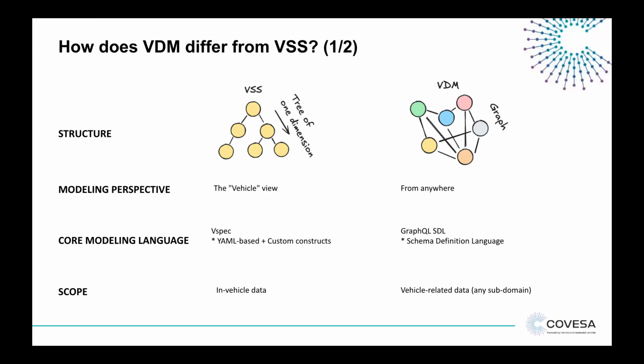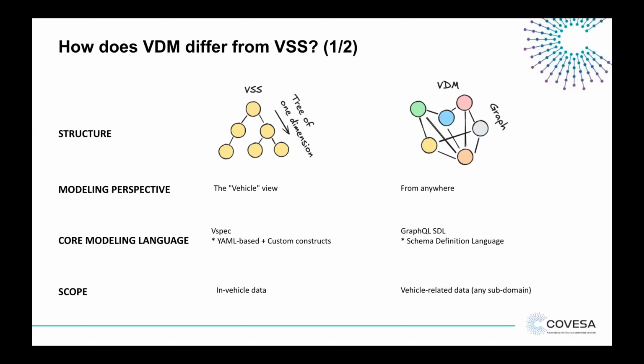Whereas VDM is based on a language that represents a graph. So your data model or domain model can be started from any point of view. I can start from person, I can start from cloud. Depending on your use case, you can start anywhere. You're not bound by following a one-dimensional aspect. You can start anywhere and you can establish relationships.